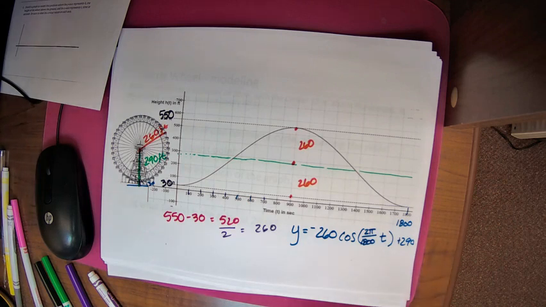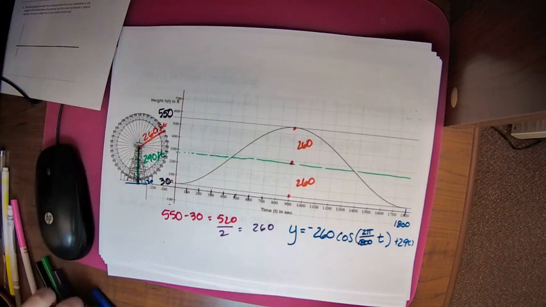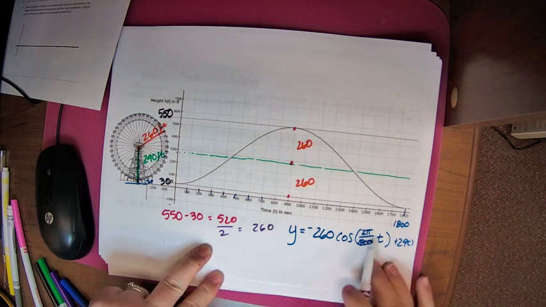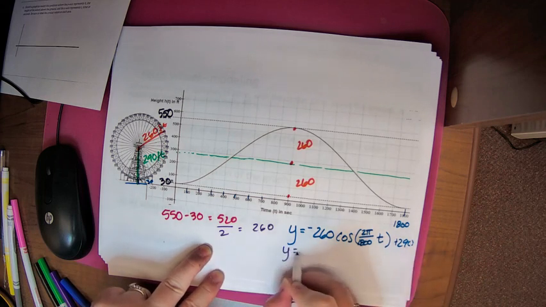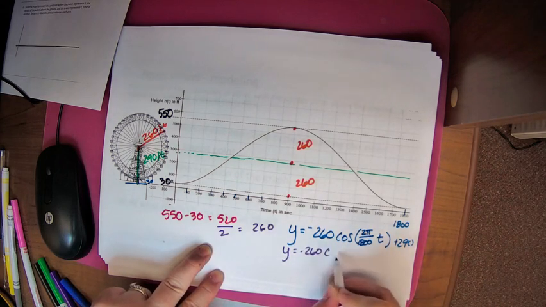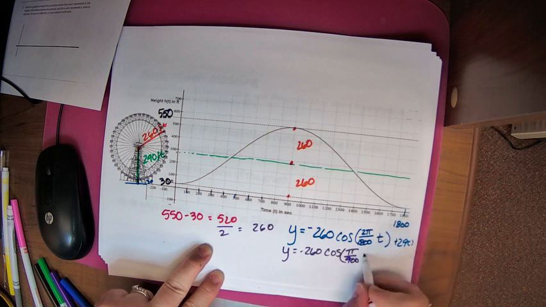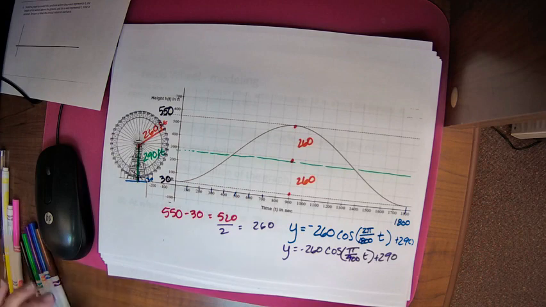So our equation for this particular picture would be y equals negative 260 cosine, parentheses, 2 pi over 1800 t, plus 290. Now you can simplify that 2 pi over 1800 and make it pi over 900, because both of those divide by 2. But everything else would stay the same. Either form would give you the right answer as far as an equation for that particular picture.